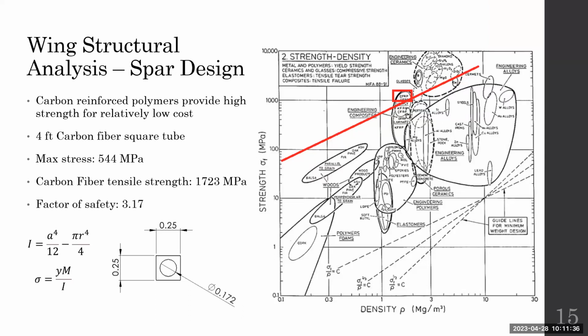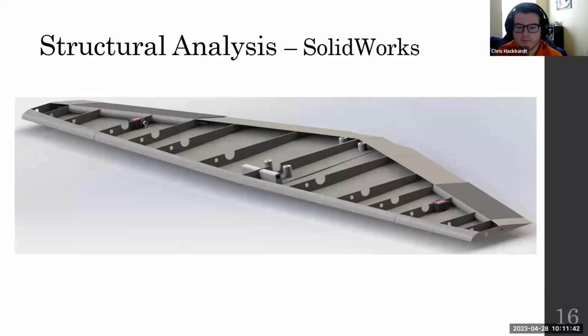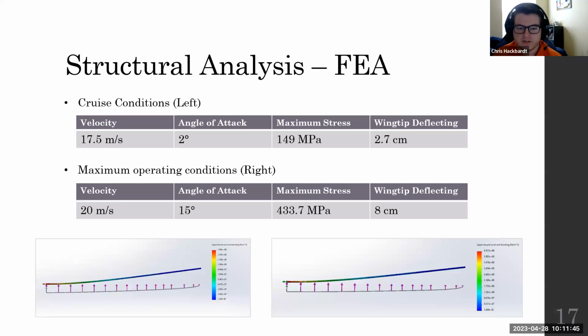Okay, understandable. Yeah. Two slides from now, the FEA confirmed that the maximum stress was actually less in the spars than the hand calculations. This shows 433. The hand calculations showed 544.